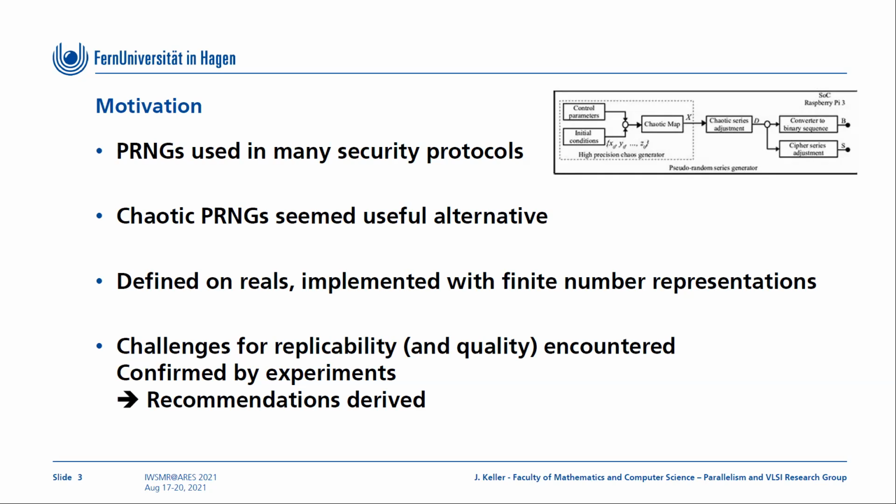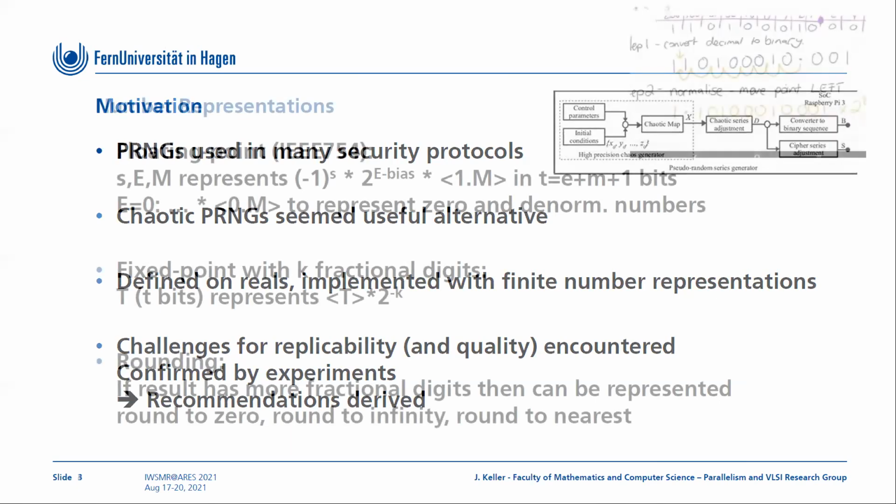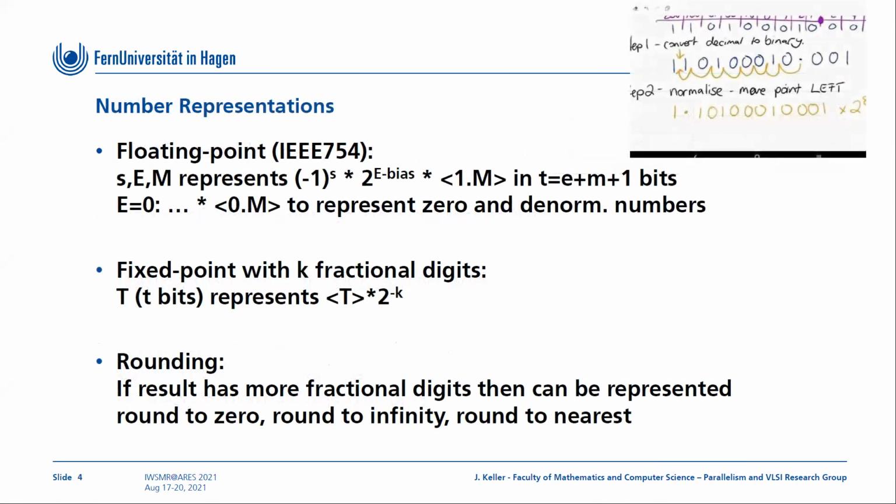We will report about those challenges and confirm them by experiments from which we derive some recommendations. Mainly, two types of number representations are used. One are floating point representations, which have been standardized by IEEE in 1985 and revised twice since then.